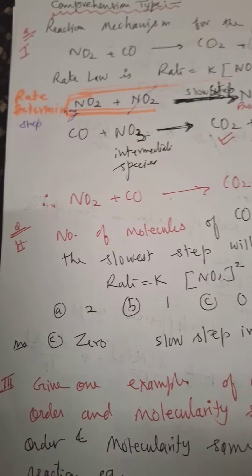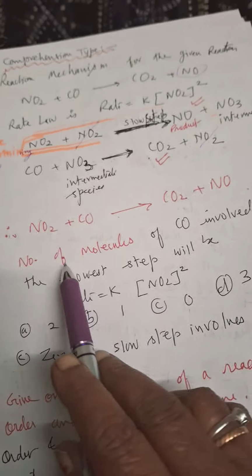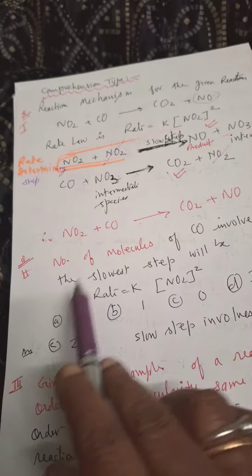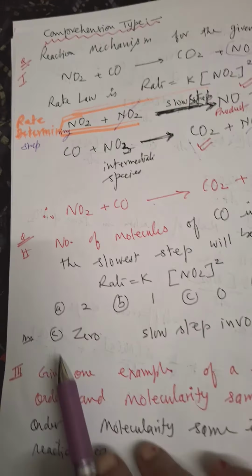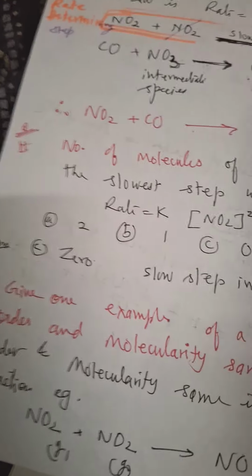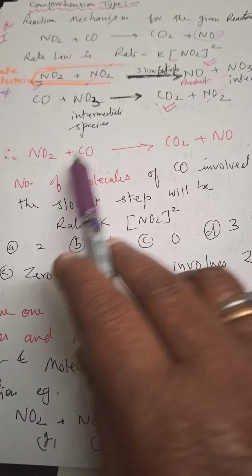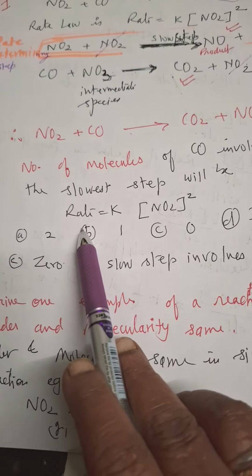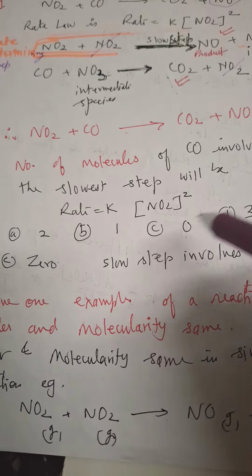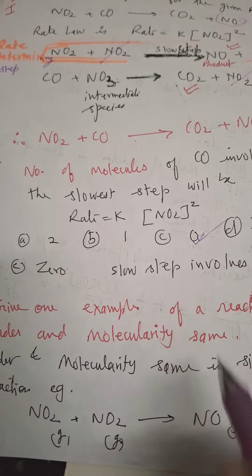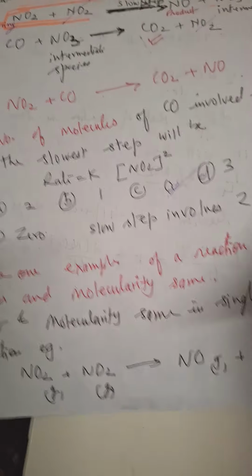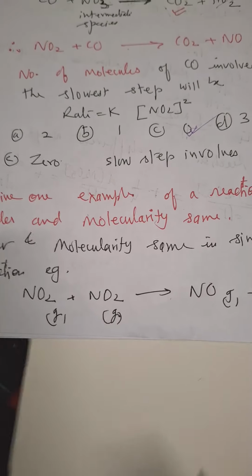Now see here, now some questions are here. Number of molecules of CO involved in the slowest step: 0. Why? Because we have seen that NO2 squared is there. So no CO involvement in this case. So rate is equal to K NO2 squared. So option C is correct. Clear to you? Because CO is not in the slowest step.